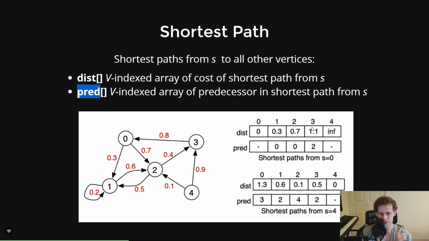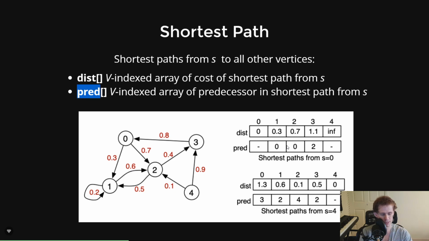How did we get to the 3? We got to the 3 via the 2. So this predecessor array, all the indexes line up, and it simply tells us how did we get to the 3? We got to the 3 via the 2. Okay, well the 2, how did we get to the 2? We got to the 2 via the 0 here. So this actually tells the story of how you get to each one.